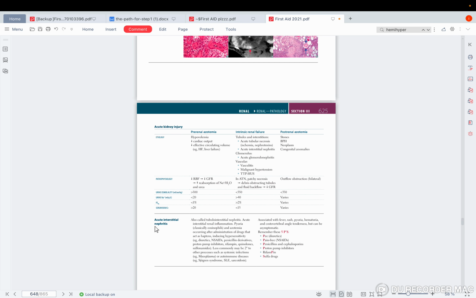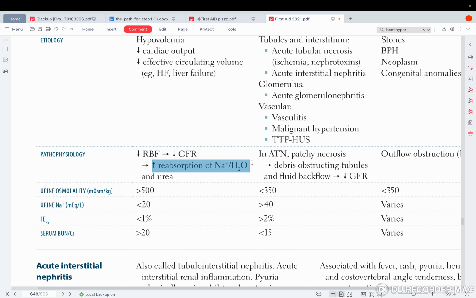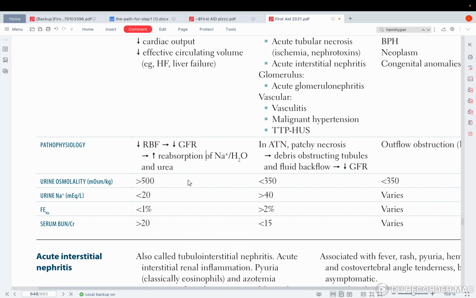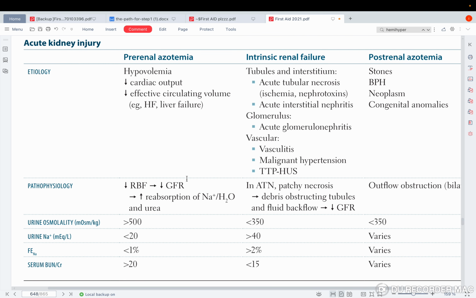Okay, so you see what they write. More reabsorption of sodium and H2O and also urea. Okay, so urine osmolality will be really high actually. It will be more than 500. Why? Because the filtration is less and there is more reabsorption.